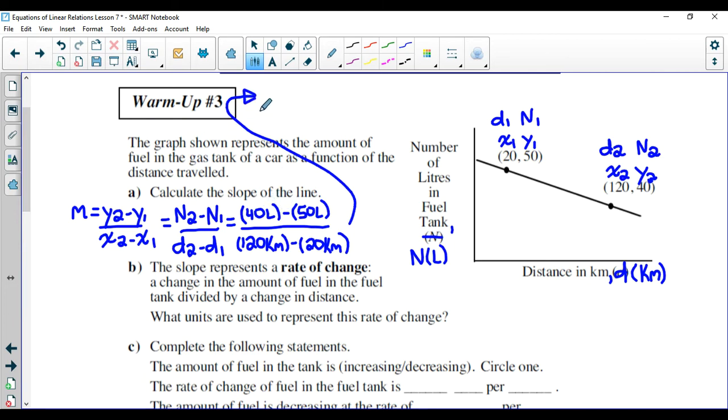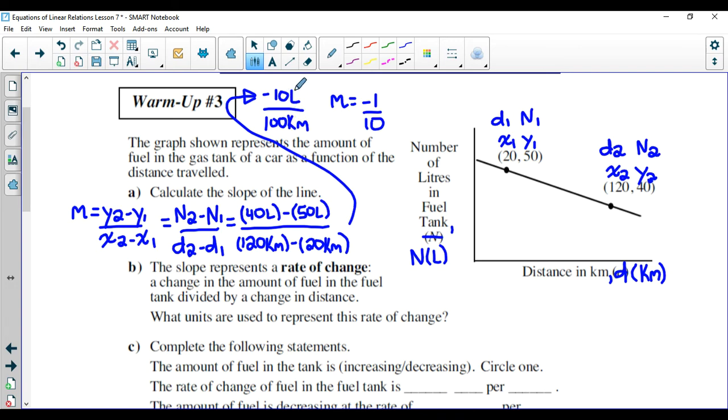Okay, let's pull this up here so I have a bit of space to finish this off. Okay, so 40 minus 50 would be negative 10 liters divided by, and then 120 minus 20 would be 100 kilometers. And we can reduce that fraction. If we divide the top of the fraction by 10 and the bottom by 10, we would get a fraction that reduces to negative 1 over 10.